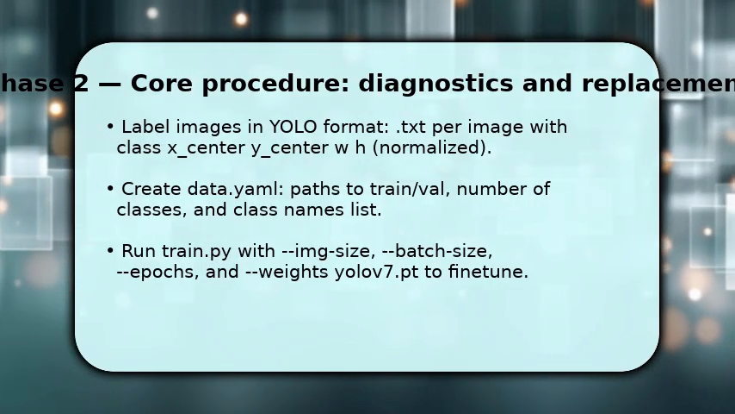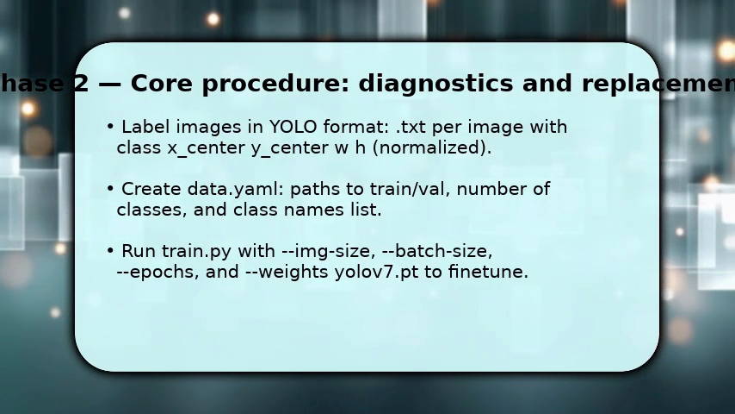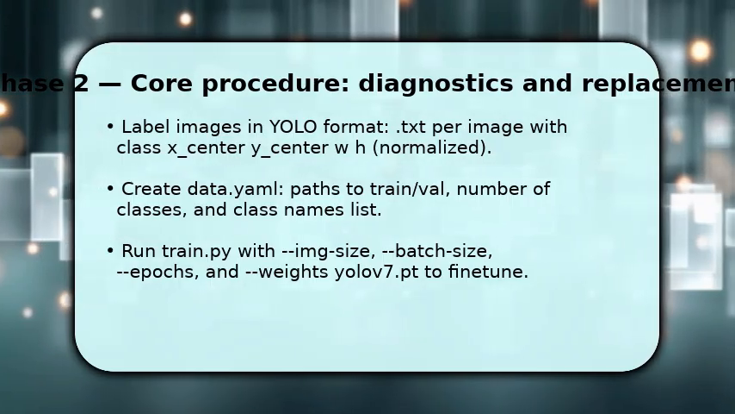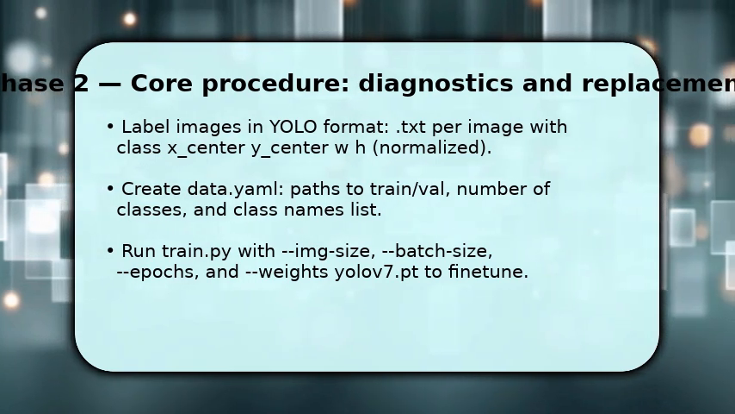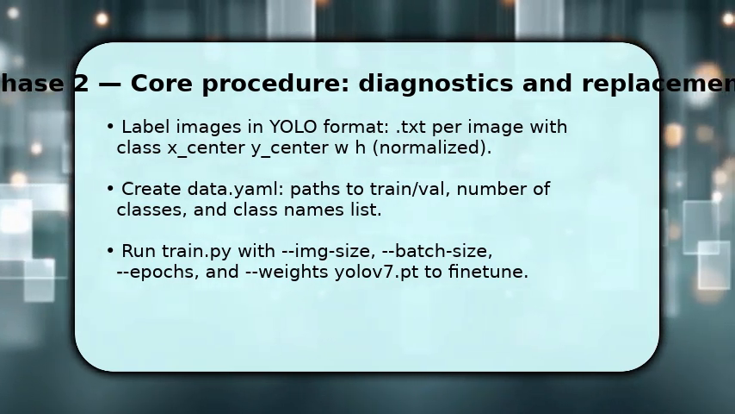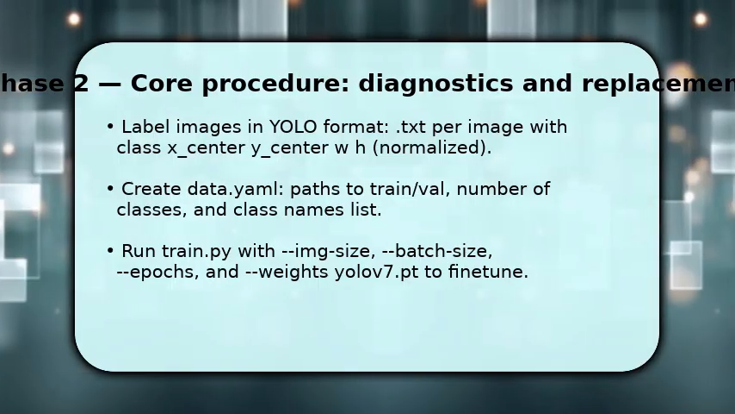py with sensible flags: choose img size for your target resolution, set batch size according to GPU memory, and pick epochs. Use weights yolov7.pt to transfer learn, which speeds convergence and improves accuracy.